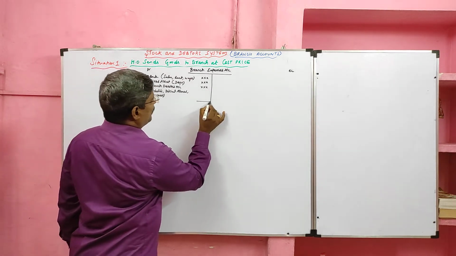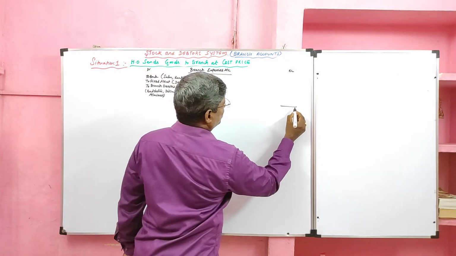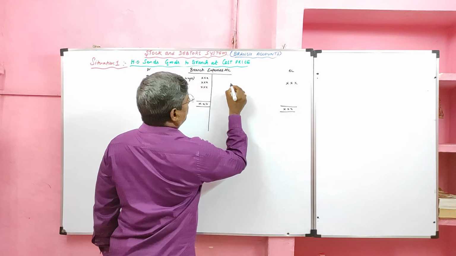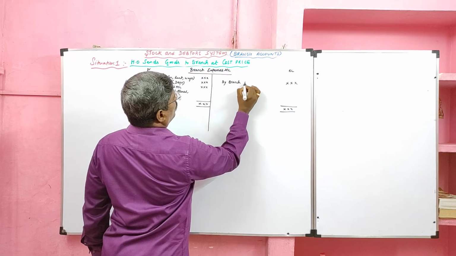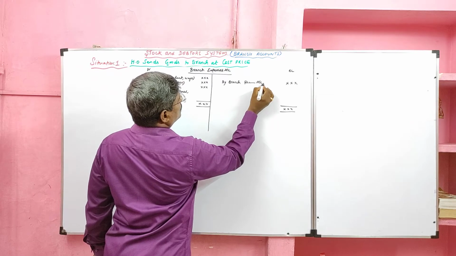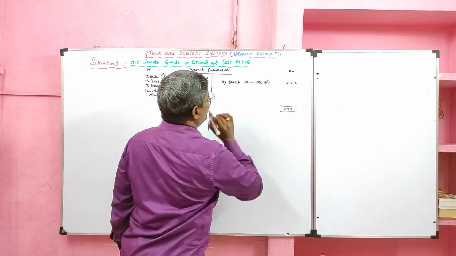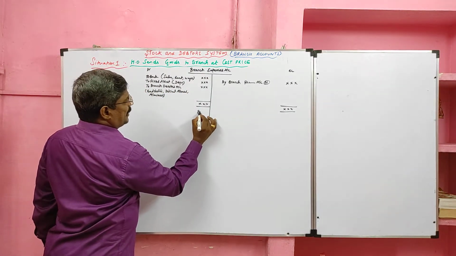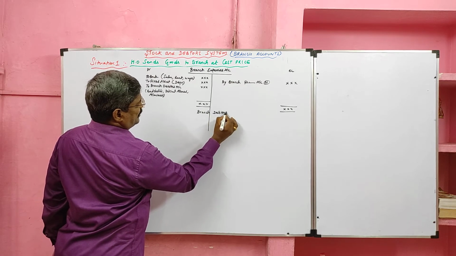Then the total of branch expenses should be transferred to branch profit and loss account. The total of branch expenses should be transferred to the branch profit and loss account. Then we are going to prepare branch debtors account.